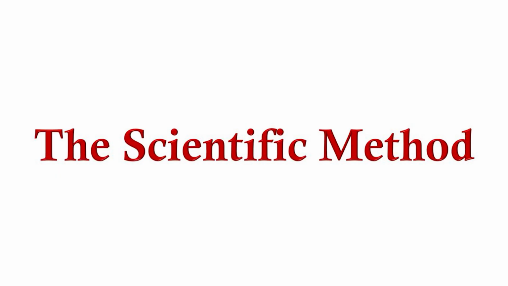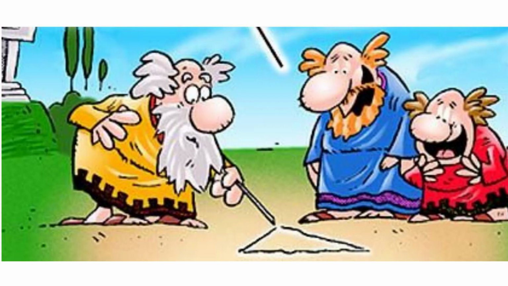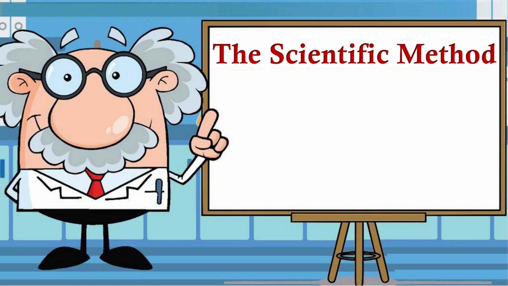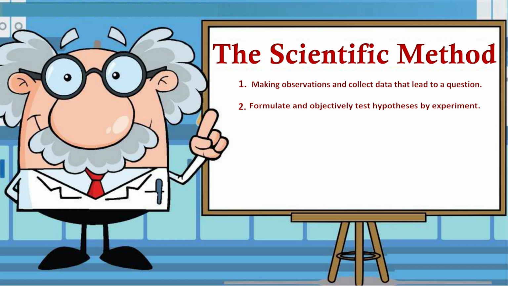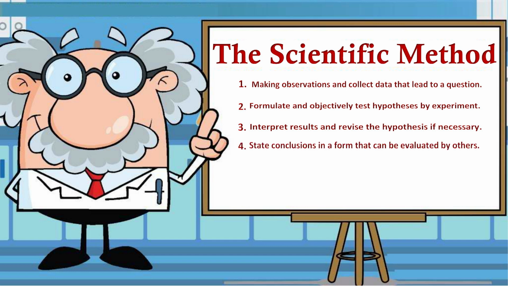Scientific method. There are specific steps that scientists follow when they investigate a phenomenon, and these steps are called the scientific method. The scientific method consists of 4 steps, and they are: 1. Making observations and collecting data that lead to a question. 2. Formulate and objectively test hypotheses by experiment. 3. Interpret results and revise the hypothesis if necessary. 4. State conclusions in a form that can be evaluated by others.